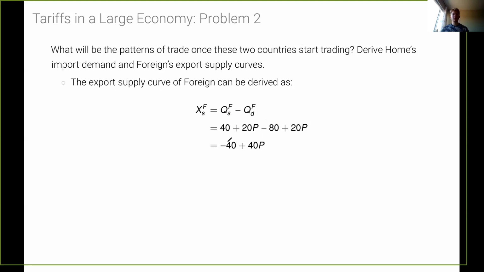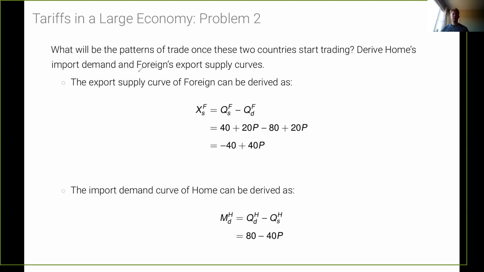Okay, and so we can also do the same for home's import demand for corn. Recall that home's import demand is going to be the amount that it demands more than the amount that it supplies. And remember that this is only going to be the import demand if this is positive. If instead we had that home was supplying more than it was demanding, it would be exporting.